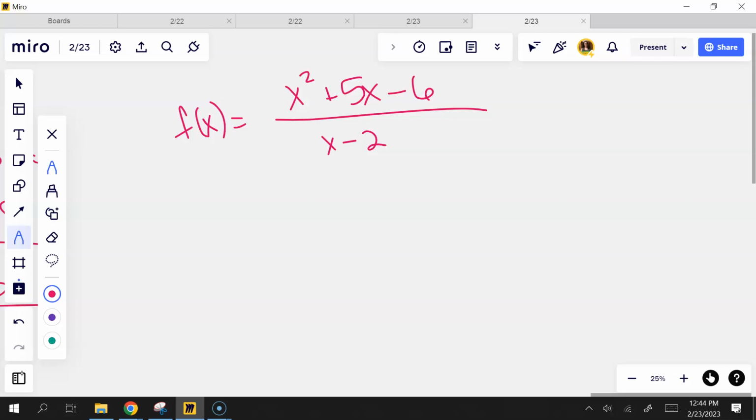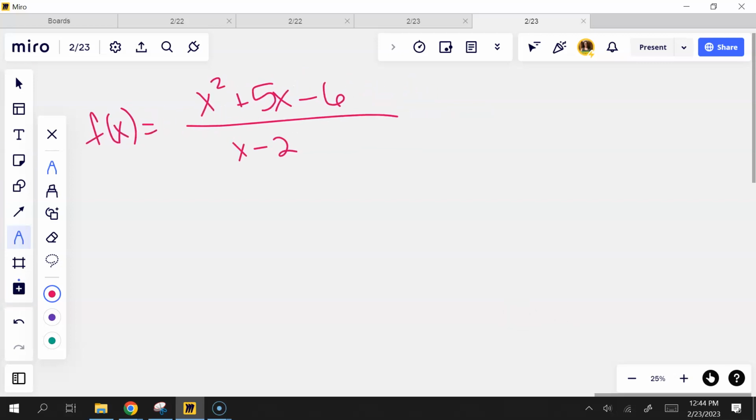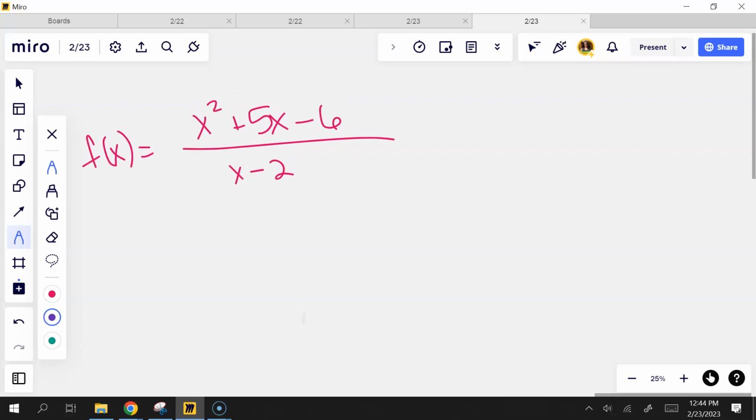Okay, let's run through what we do. Does anybody remember anything we do whenever we graph something like this? Factor. I definitely need to factor. We never get away from factoring.